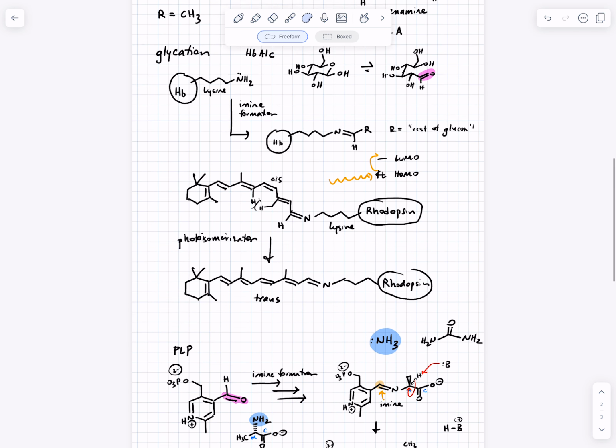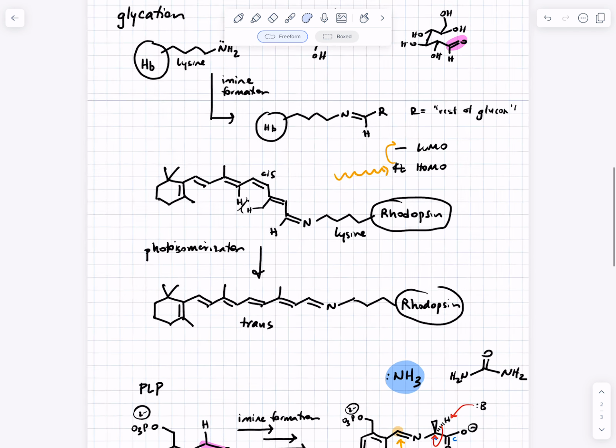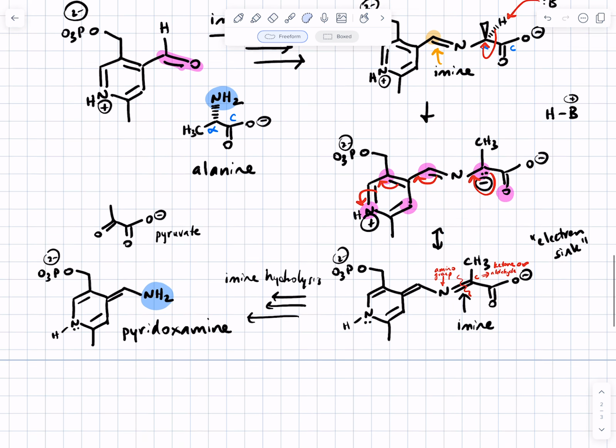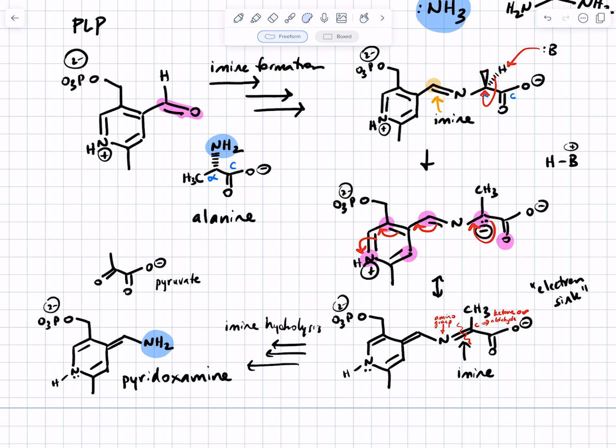Where are we going? Backwards. Were you ever, hypothetically, on a test, asked what's the mechanism backwards for the PLP? If you want to go backwards, this direction is imine formation, this direction is imine hydrolysis. Going backwards would be imine formation versus imine hydrolysis. So yes, you should be able to do imine formation and imine hydrolysis both ways. Yep. All right. What else?